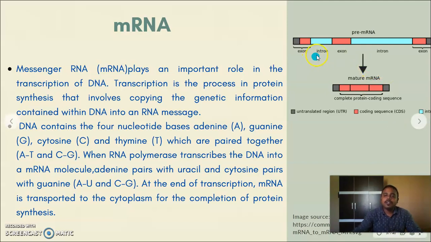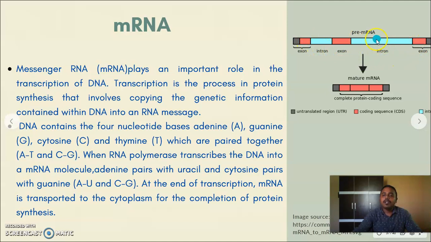You could see here, this is an image of a pre-mRNA becoming a mature mRNA. So initially, after the transcription process, you will have something called pre-mRNA. It has a few regions called introns, and a few regions called exons. So introns are unwanted regions or non-coding regions. That means they are not going to code for protein. And exons are the regions which are going to code for your proteins.